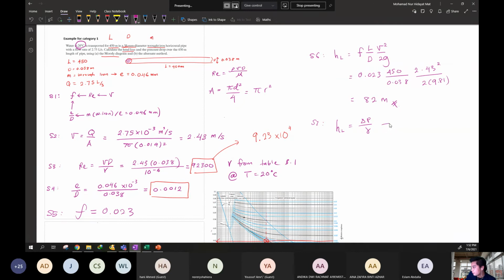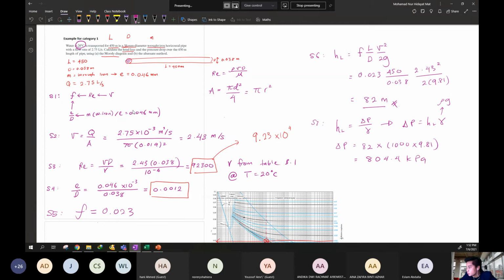In order to get the pressure drop, just rearrange: delta P is equal to head loss multiplied with gamma, the specific weight. So delta P is equal to head loss, here 82, multiplied with gamma. What's the value of gamma? Okay, gamma we expand as rho g, which is 1000 multiplied with 9.81. So the pressure drop is 804.4 kilopascal.